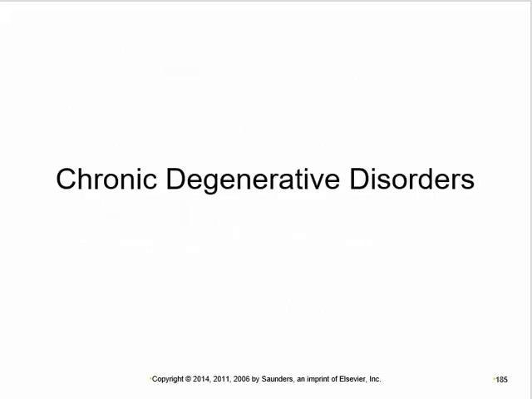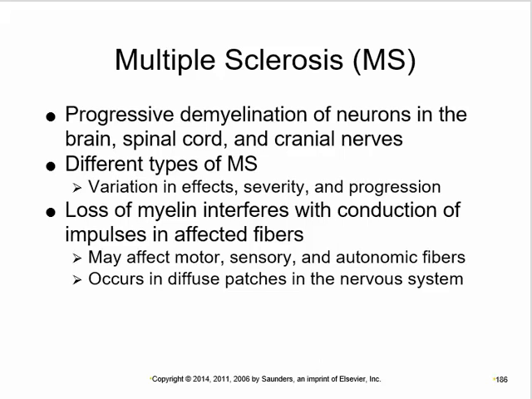Okay, there's chronic degenerative diseases. So this is not congenital, and this is not acute, but rather it's chronic, and usually progressive. So the big one on this list is MS, multiple sclerosis. And what this is, is the loss of myelination in the central nervous system, the brain and spinal cord, and to a lesser extent the cranial nerves.